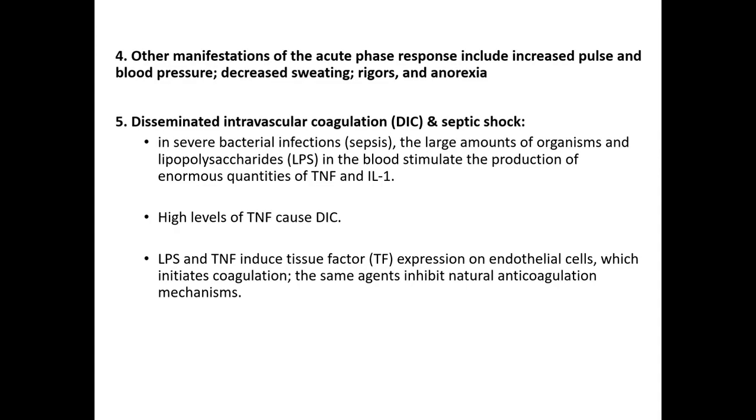A large amount of organisms and lipopolysaccharide in the blood stimulates the production of a large amount of tumor necrosis factor and interleukin 1. High levels of tumor necrosis factor cause DIC, or disseminated intravascular coagulation. Lipopolysaccharides and tumor necrosis factor both induce tissue factor expression on the endothelial cells, which initiates coagulation. So we start to have intravascular coagulation. The same agents inhibit natural anticoagulant mechanisms.